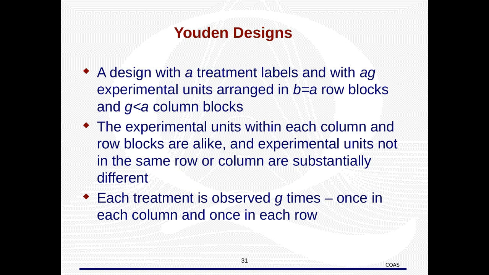The key principle remains: experimental units within the same row or column block are homogeneous, while units in different rows and columns are substantially different. Each treatment appears exactly g times in the design, once in each column block and distributed across the row blocks. This structure preserves the orthogonality properties we value while adapting to practical constraints. In the next slide, we'll examine a concrete 4x3 example that illustrates how this design operates in practice.